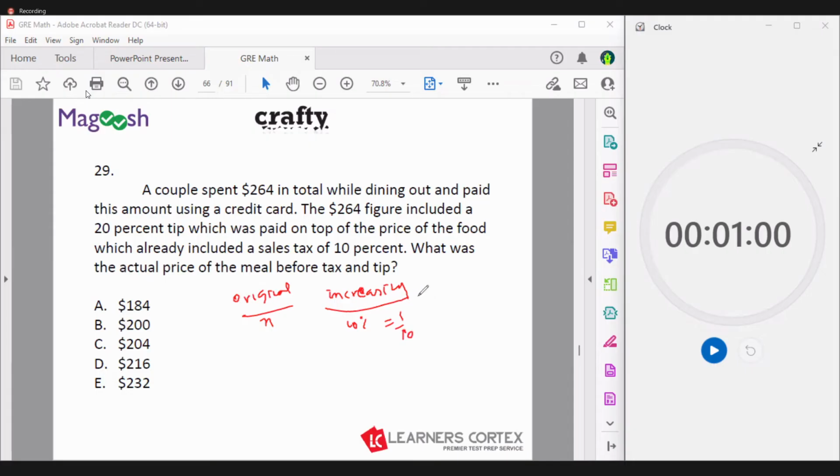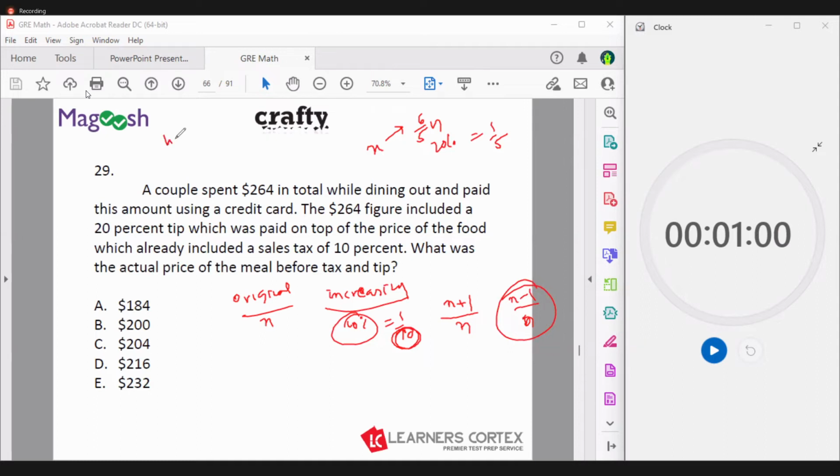Whenever something is increased by 1/10, it becomes n plus 1 over n. If you're increasing it by 10%, it becomes n plus 1 over 10. If you're increasing it by 20%, which is 1 by 5, then x would become 6 by 5n. If you're decreasing it, it becomes n minus 1 by n. Now this is only when unit fractions are involved. Only when unit fractions are involved.